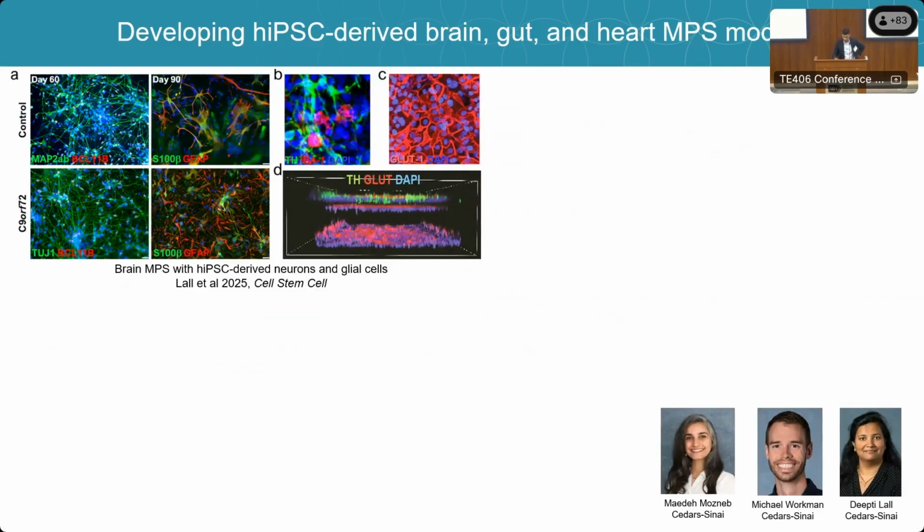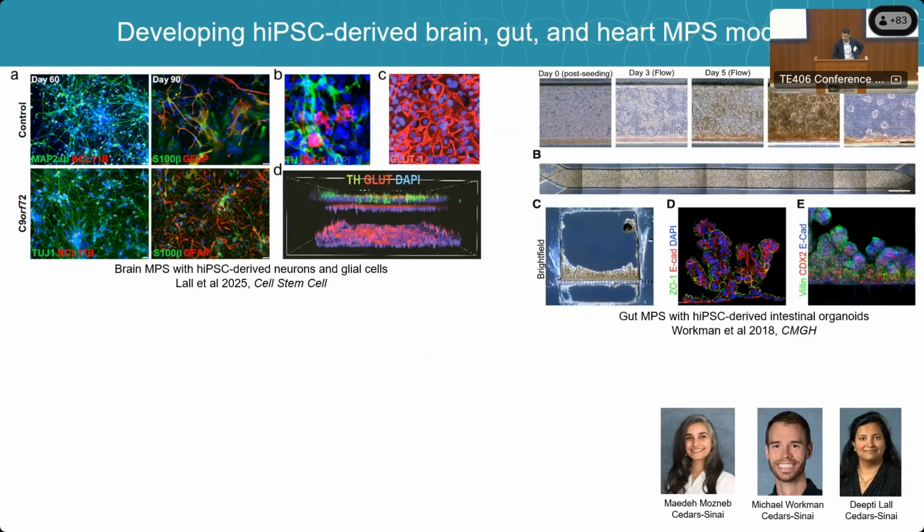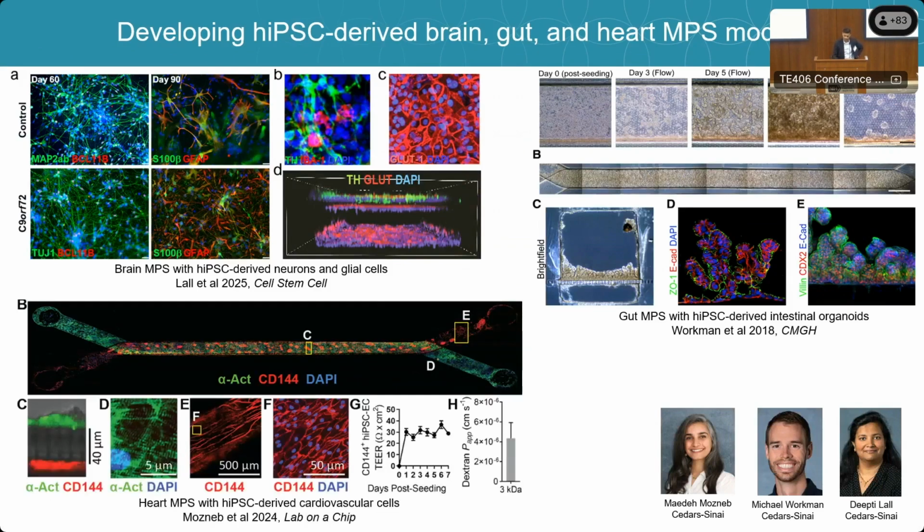Certainly, we've had a lot of expertise, as I've alluded to, in developing these different chip systems. We've had a brain MPS harboring iPS-derived neurons and glial cells, a gut MPS with iPS-derived intestinal organoids, and all these are within the Emulate chip. And then my lab has developed a heart MPS with iPS-derived cardiovascular cells.